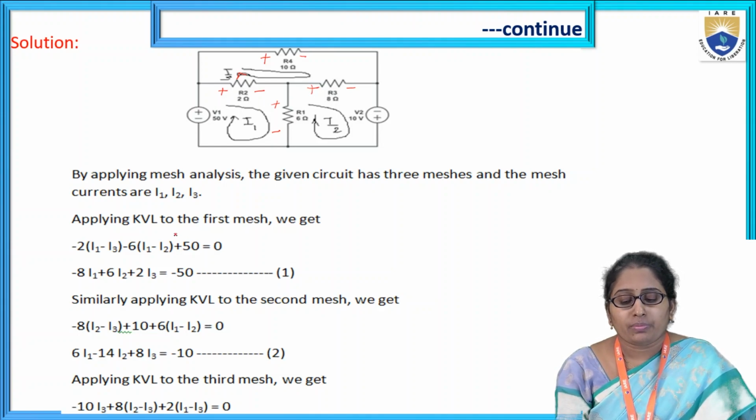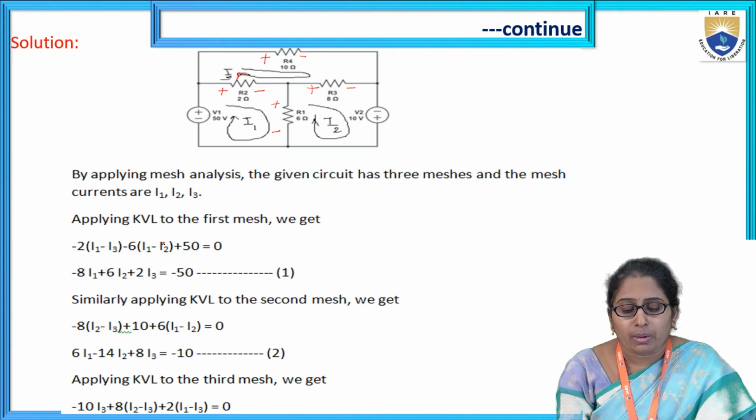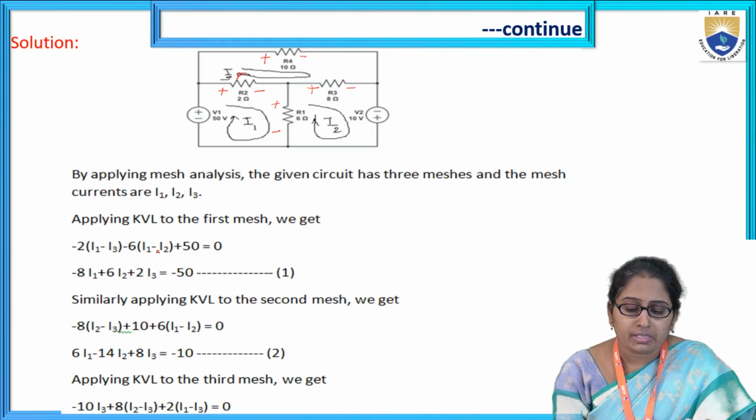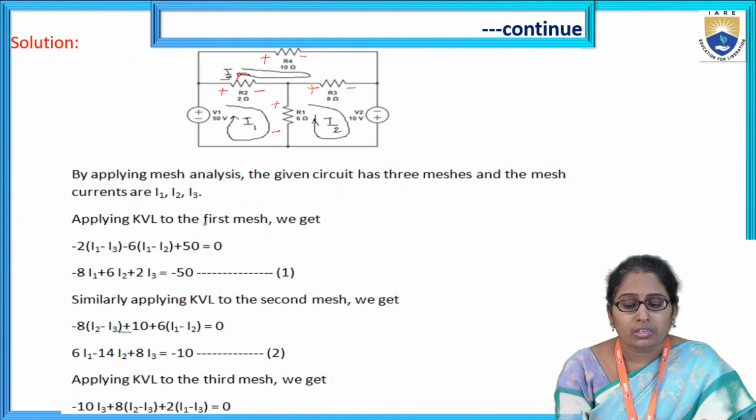So here I am writing the first mesh equation. I am assuming I1 minus I2, since I1 has a higher value compared to I2. That is how I am assuming. So I1 minus I2 in brackets. Then what is the next element?